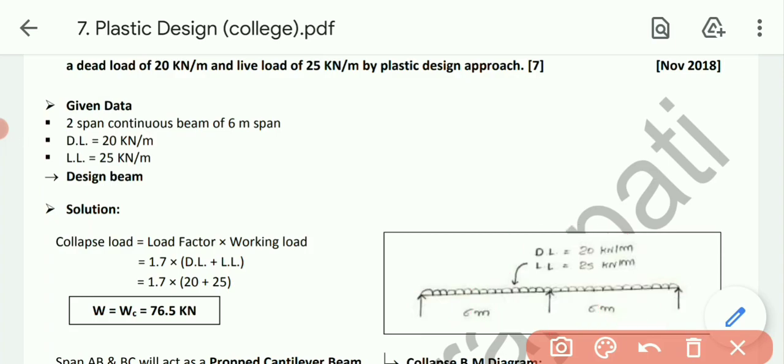Let's start with the given data. Two span continuous beam of 6 meter span, dead load 20 kilonewton per meter, live load 25 kilonewton per meter. As the loads are normal loads, they have not mentioned whether they are factored load or collapse load. So first of all, we need to convert it into the collapse load. Load factor is taken 1.7 for the plastic design. So collapse load equals load factor multiplied by working load, that is 1.7 times dead load and live load, 20 and 25. Ultimately the total collapse load will be 76.5 kilonewton per meter.